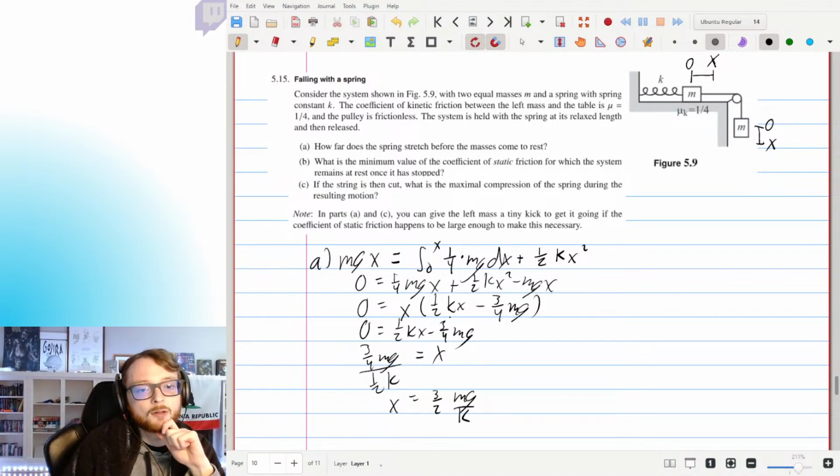For B, minimum value of the coefficient of static friction for which the system remains at rest once it has stopped. Well, this is where the result we just got comes in handy. This problem and the last one are scaffolded pretty well, where you have to use the thing you just derived to answer the next question.